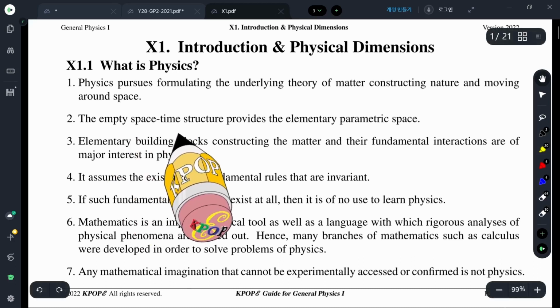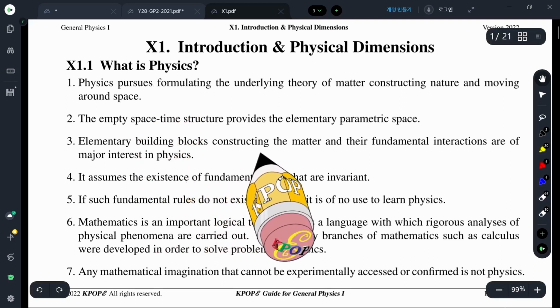The empty space-time structure provides the elementary parametric space, so we begin with space and time. But in empty space, there is no difference in time. So there should be something in space. And if something doesn't move at all, then we do not need time at all. So something should move. And we would like to construct a theory to find the rule of that motion, for example, the equation of motion constructed by Newton's law of motion.